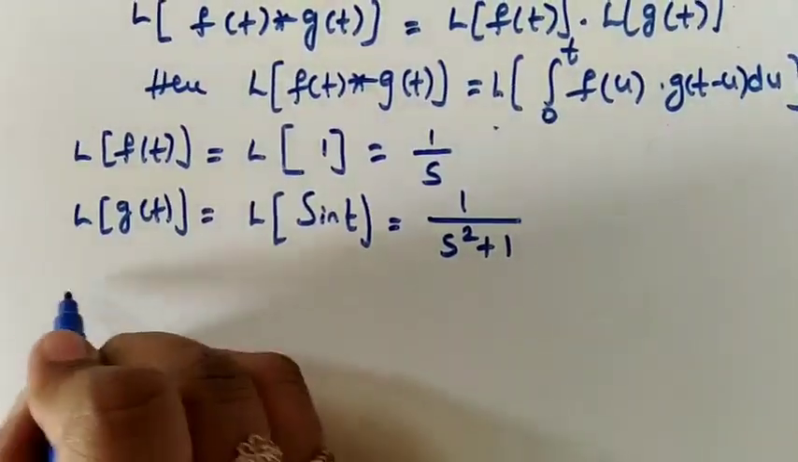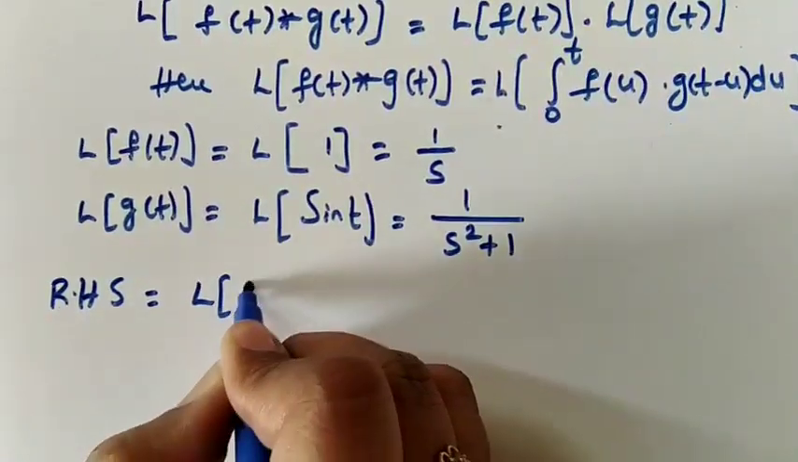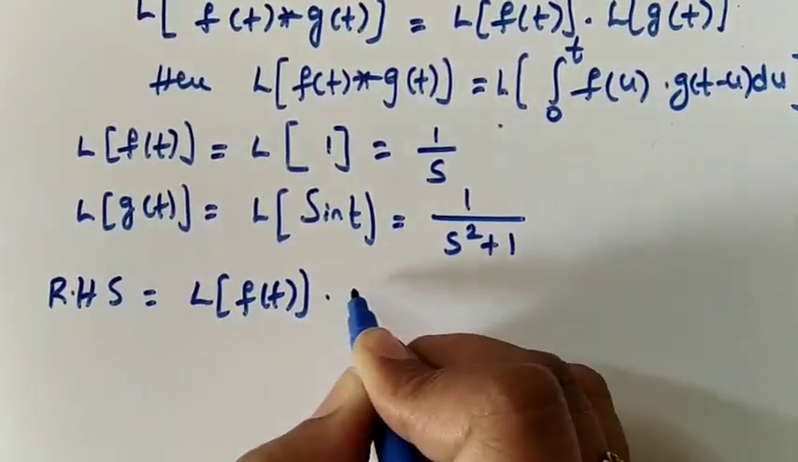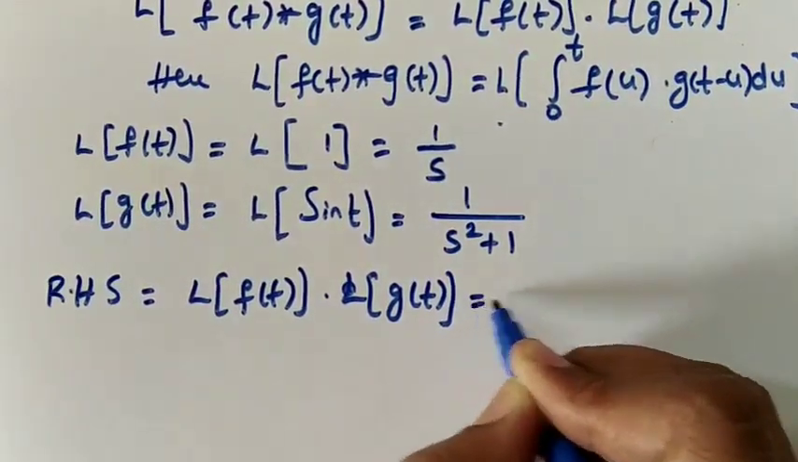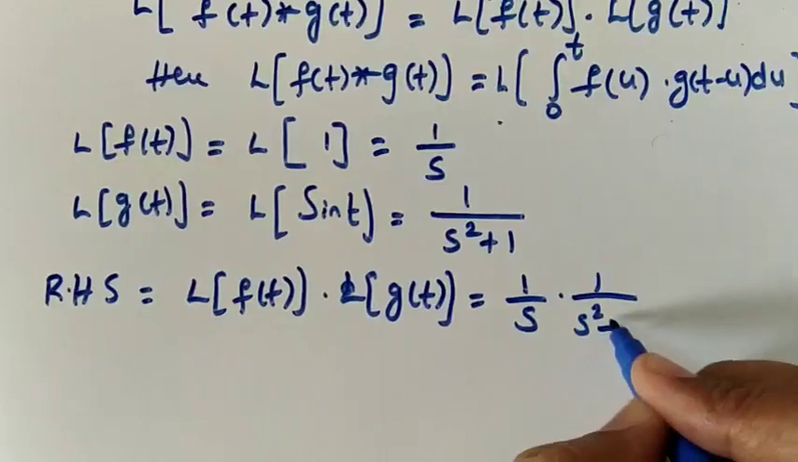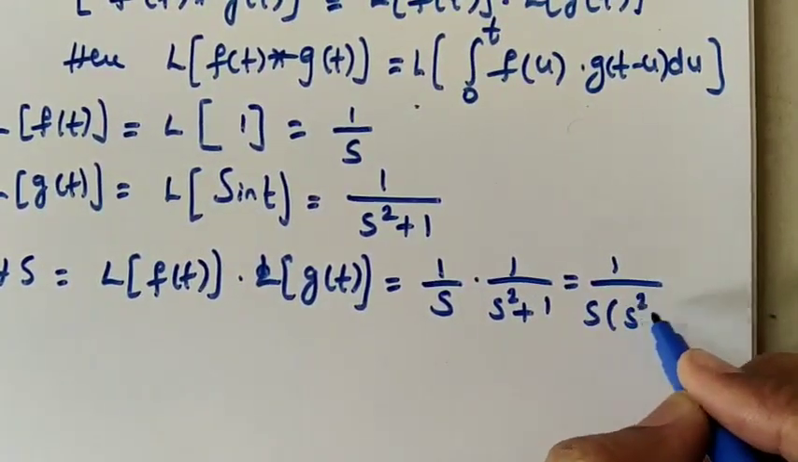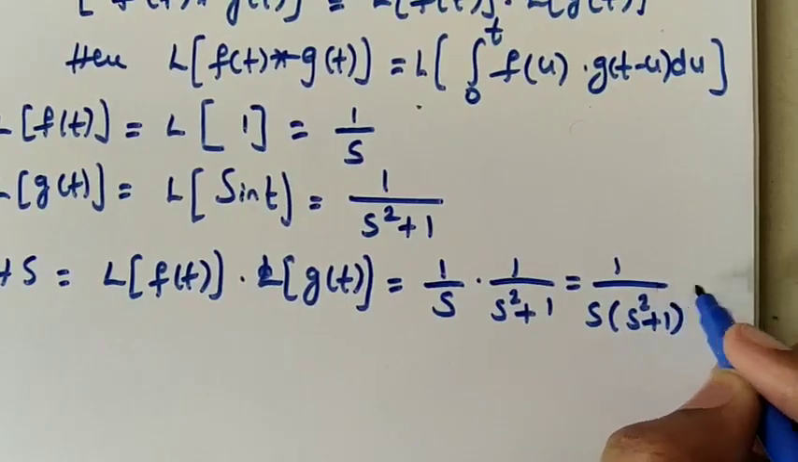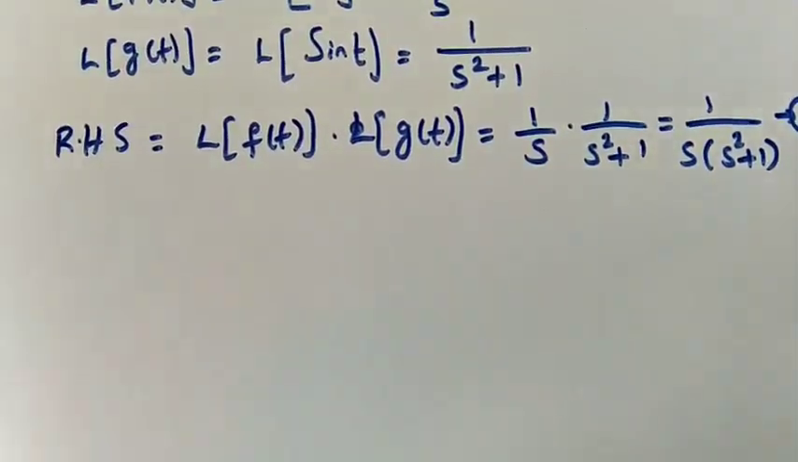And now, therefore, RHS is equal to Laplace transform of f(t) into Laplace transform of g(t). That equals 1 by s into 1 by s square plus 1, that equals 1 by s into s square plus 1. This is our RHS. Now we will calculate LHS.